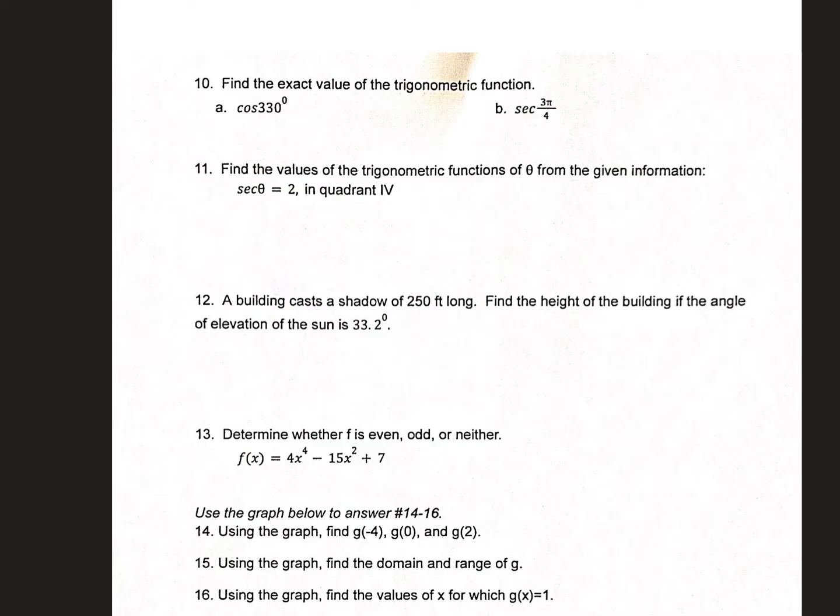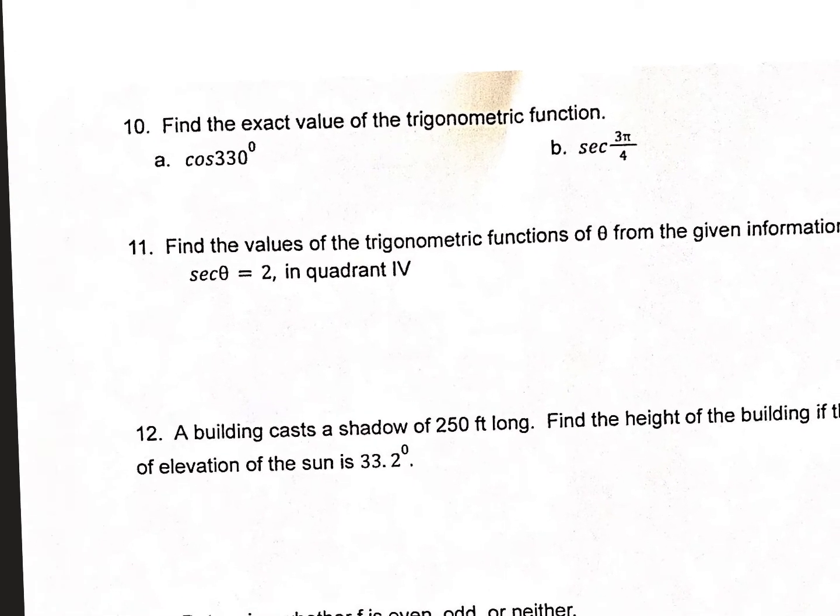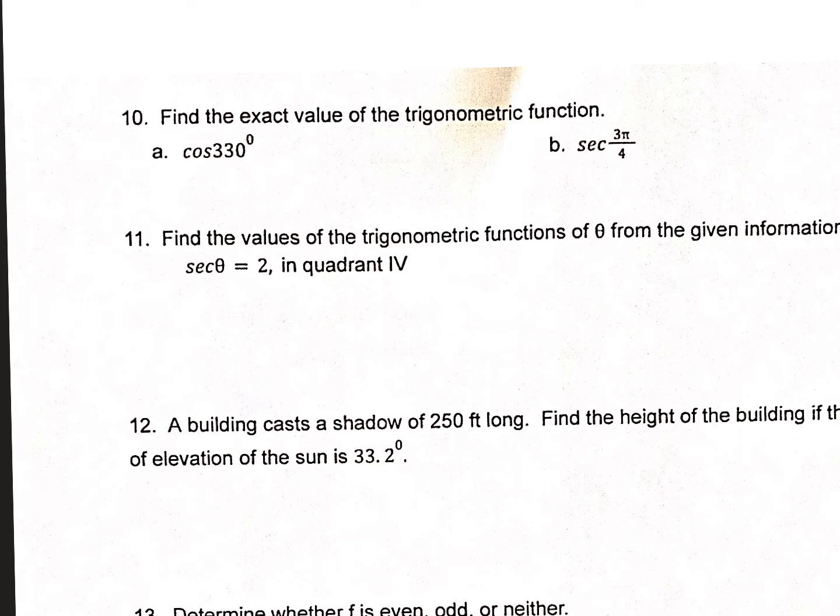Let's get the back. All right, exact value, the trig function. First of all, you need to find the reference angle. Cosine 330 is really 30 away from the x-axis, so I'm thinking, okay, what's cosine 30? Everybody knows that's square root of 3 over 2. And think about the quadrant. It's quadrant 4. Cosine's positive. It's just square root of 3 over 2.